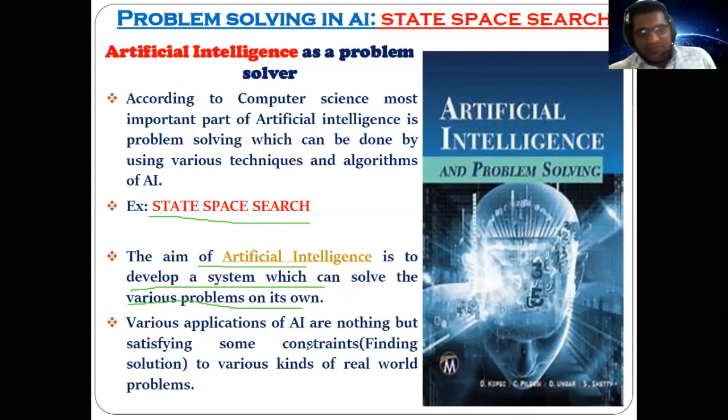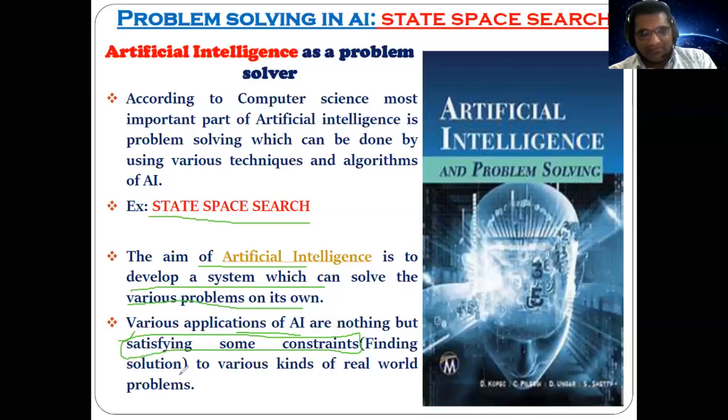Also, the various applications we have seen up till now related to AI are nothing but satisfying some constraints. Will you be able to tell me what is the meaning of this? The number of AI applications we have seen are nothing but satisfying some constraints. Constraint means what? Satisfying some constraint means? Yes, anybody? Obstacle, sir. Obstacle, okay. They are satisfying some condition.